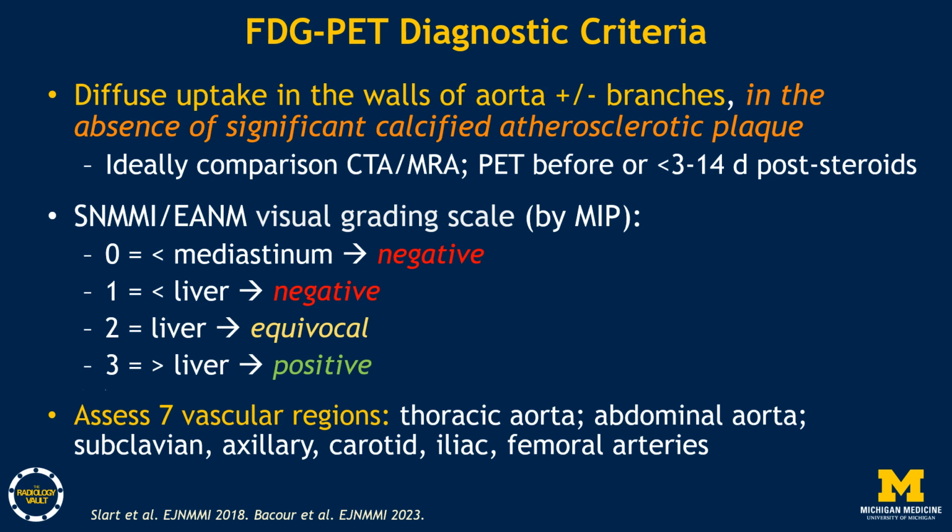Always, when assessing a scan for the presence of vasculitis, don't just look at the aorta, but make sure you pay attention to subclavian, axillary, carotid, iliac, and femoral arteries as well. Again, to not miss the diagnosis if it doesn't involve the aorta, or to get a complete assessment of distribution of disease.